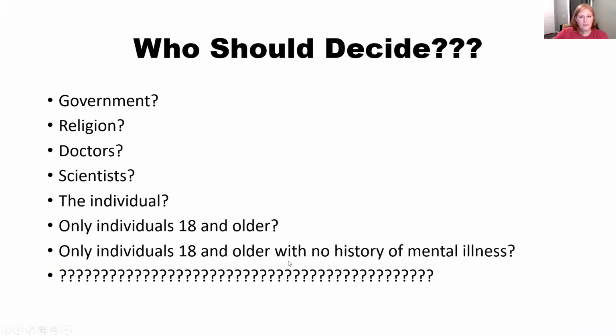Okay. Now the big question is, who gets to decide if it's okay? Does the government get to decide? Religion? Doctors? Scientists? You? And by the way, if it's you, we have to break down into a whole other category. Should you only get to decide if you're an adult, if you're 18 or over? What if you're 17 and you have cancer and you don't want to be treated anymore? Do you have that right? Should you have that right? Or since you're technically still a minor, should that decision go to your parents?